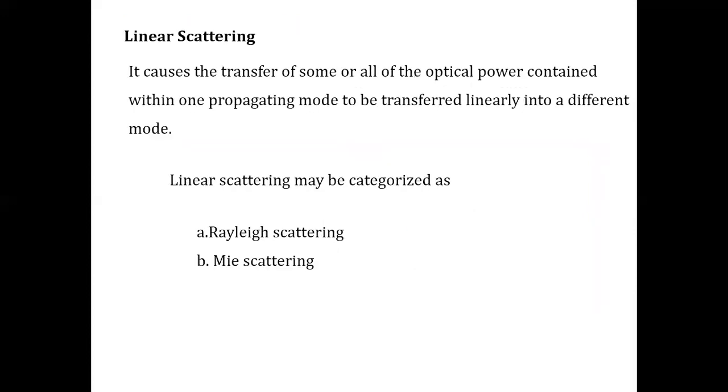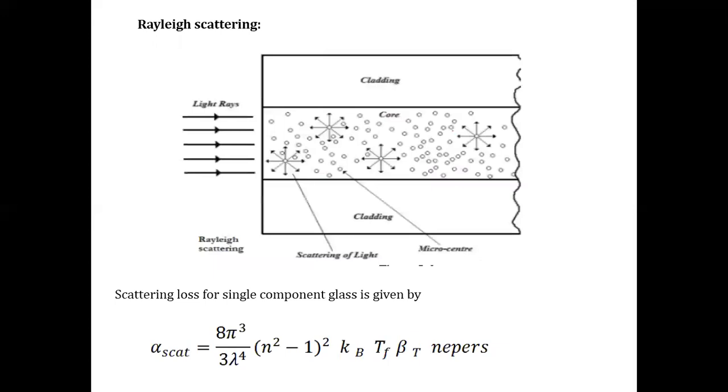Now let us see the linear scattering. This linear scattering transfers the optical power linearly from one propagation mode to a different mode. So these losses will occur in leaky mode or radiation mode. So it will continue to propagate within the core of the fiber and be radiated out from the fiber. In all the linear processes, there is no change of frequency in this scattering. So let us see the Rayleigh scattering. So this is the Rayleigh scattering.